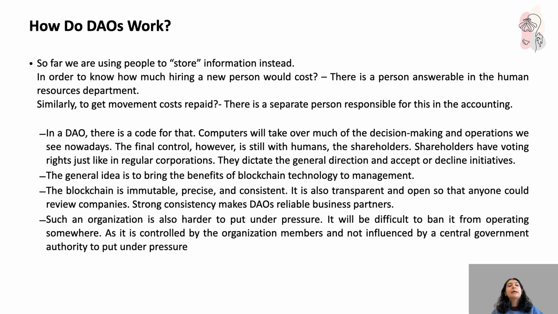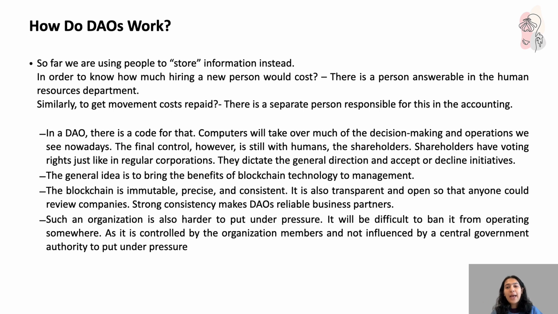Then the first thing that comes up: how do they work? So far we have been used to using people to store information. If I want to know how much hiring a new person would cost my company, I go to somebody in HR and expect them to give me an answer. If I want to know how much fund it is going to take to get the movement costs repaid, there's a separate person somewhere in accounting who is responsible to help me with an answer.